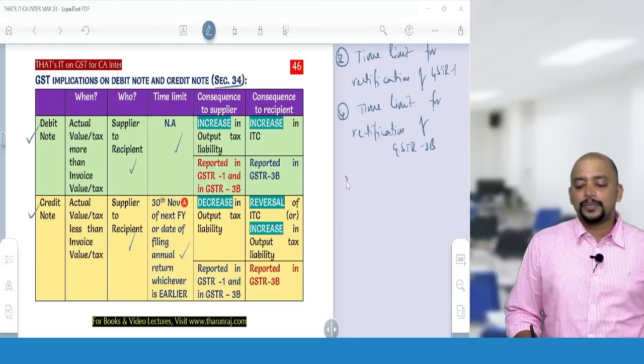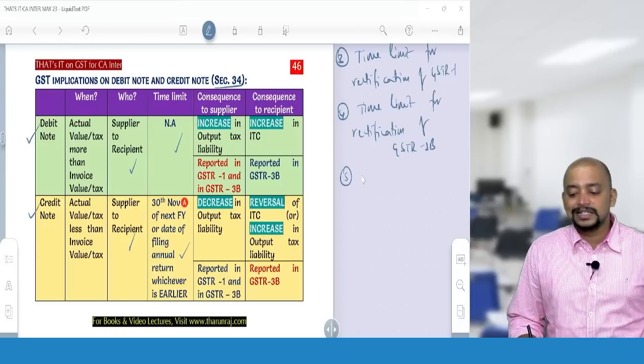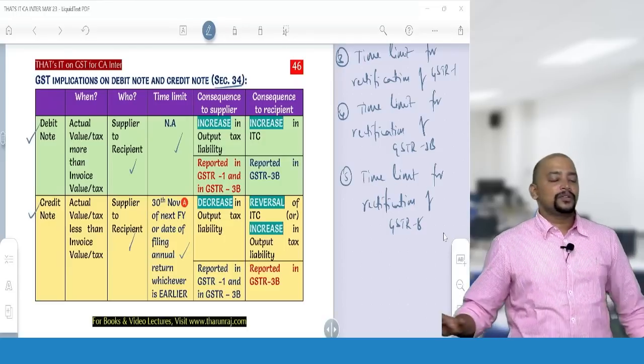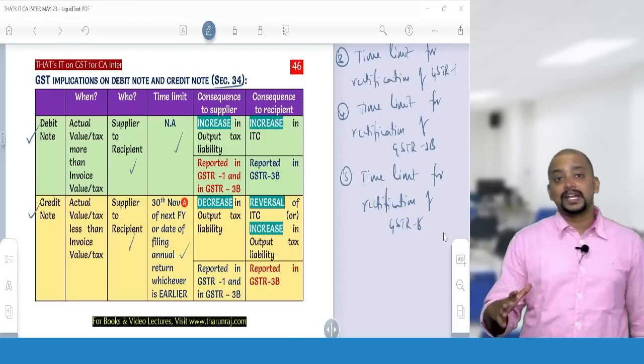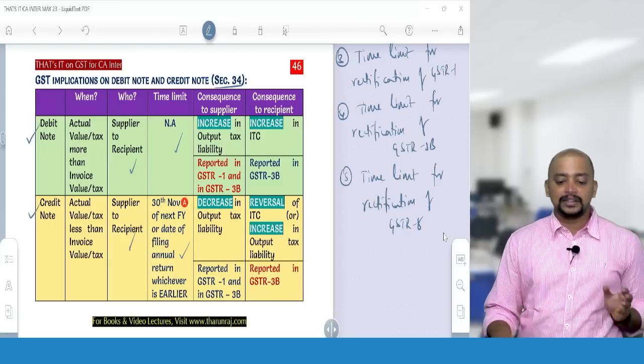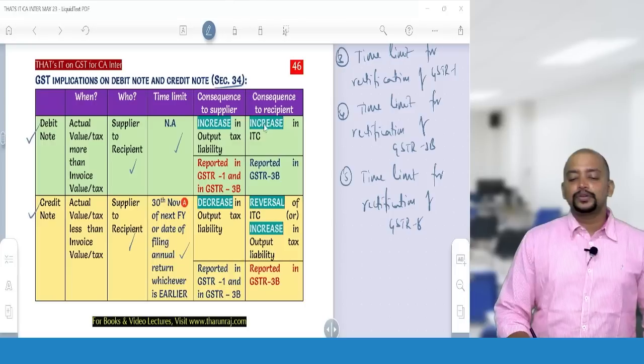An e-commerce operator is required to file one return, that is GSTR8. So the time limit for rectification of GSTR8. In these 5 cases, the time limit is common. What is that? 30th November of the succeeding financial year or the date of filing the annual return, whichever is earlier, will be taken. Then what is the consequence of a debit note?